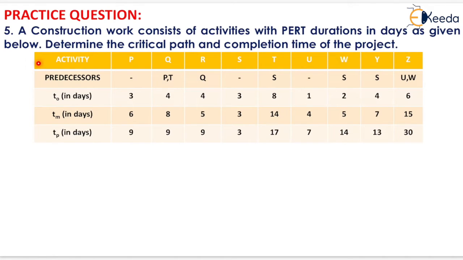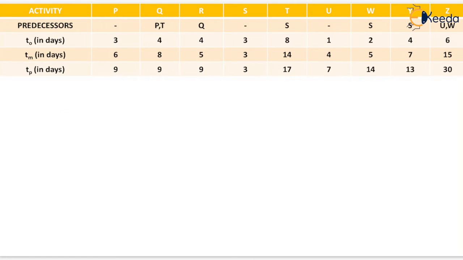Here in the first row the activity is shown, the predecessor relationship is shown, and T0, Tm and Tp are shown in this table. Now we have to find the critical path as well as the completion time of the project. We will draw the network as per the required condition. P, S and U do not have any predecessor activity, so these are the initial activities of the network, that is P, S and U.